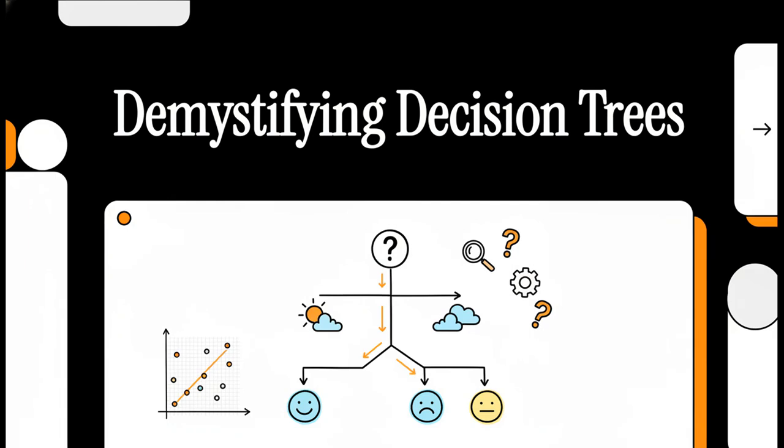How does a machine actually make a decision when it comes down to a simple choice? Well, today we're going to pull back the curtain on one of the coolest and most intuitive tools out there for doing just that, the decision tree. Let's get right into it.